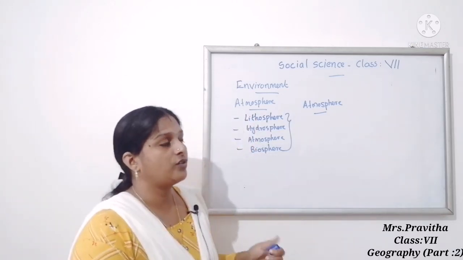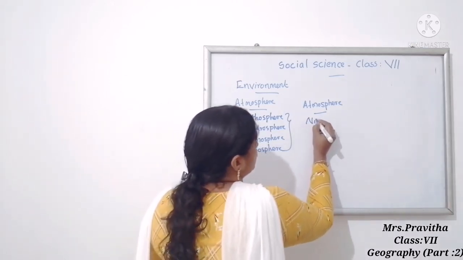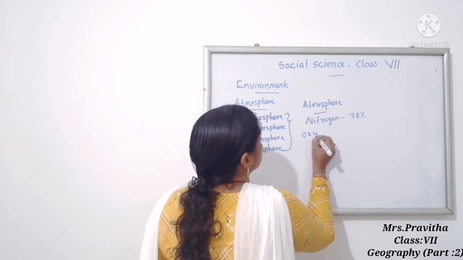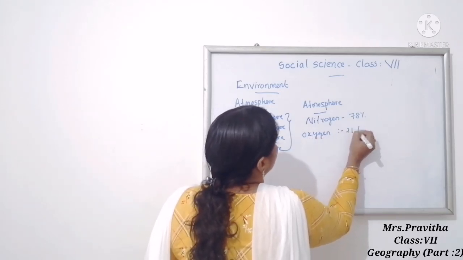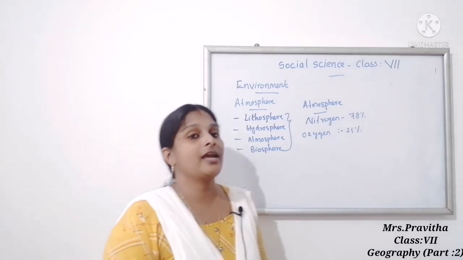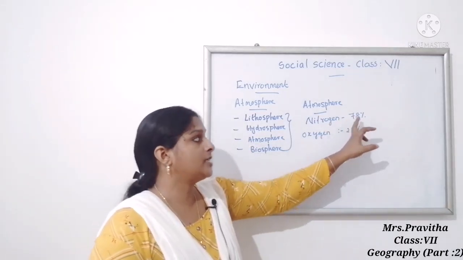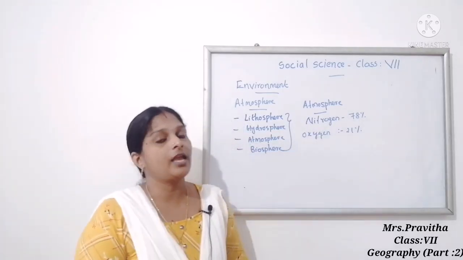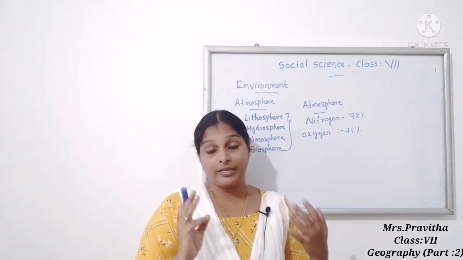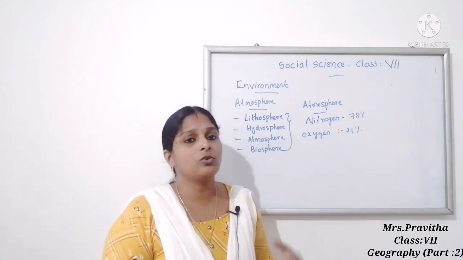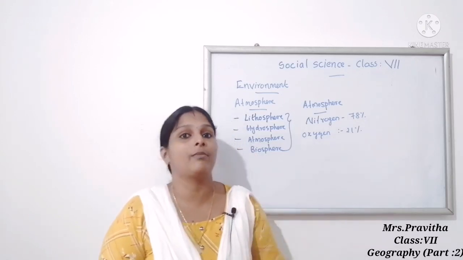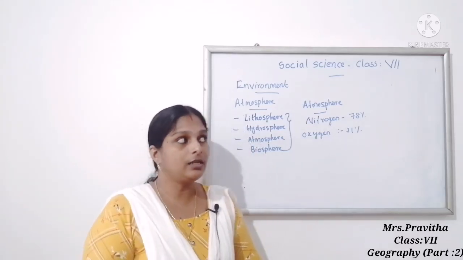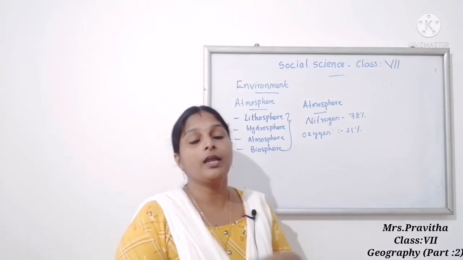How much percentage of nitrogen is found in the atmosphere? Nitrogen 78%, oxygen 21%. Which is the most abundant gas found in the atmosphere? Nitrogen, 78%. Second, oxygen, 21%. Many other gases are also there in the atmosphere, like carbon dioxide and argon, but these gases are found only in very limited amounts. So the composition of the atmosphere, I think, is clear.